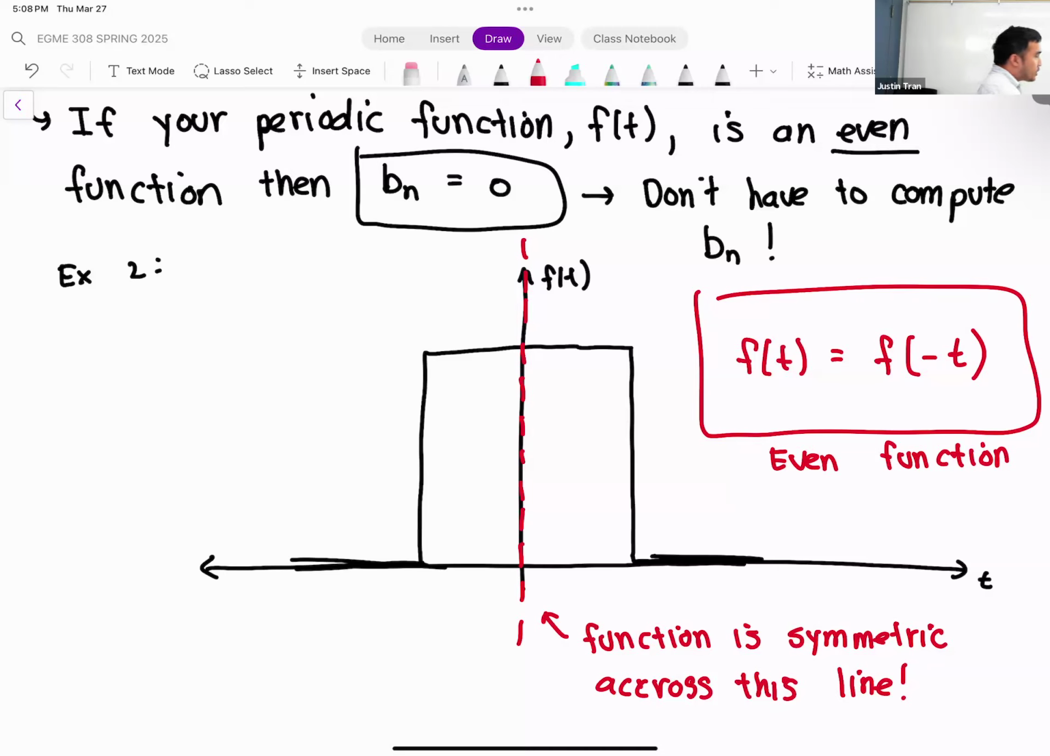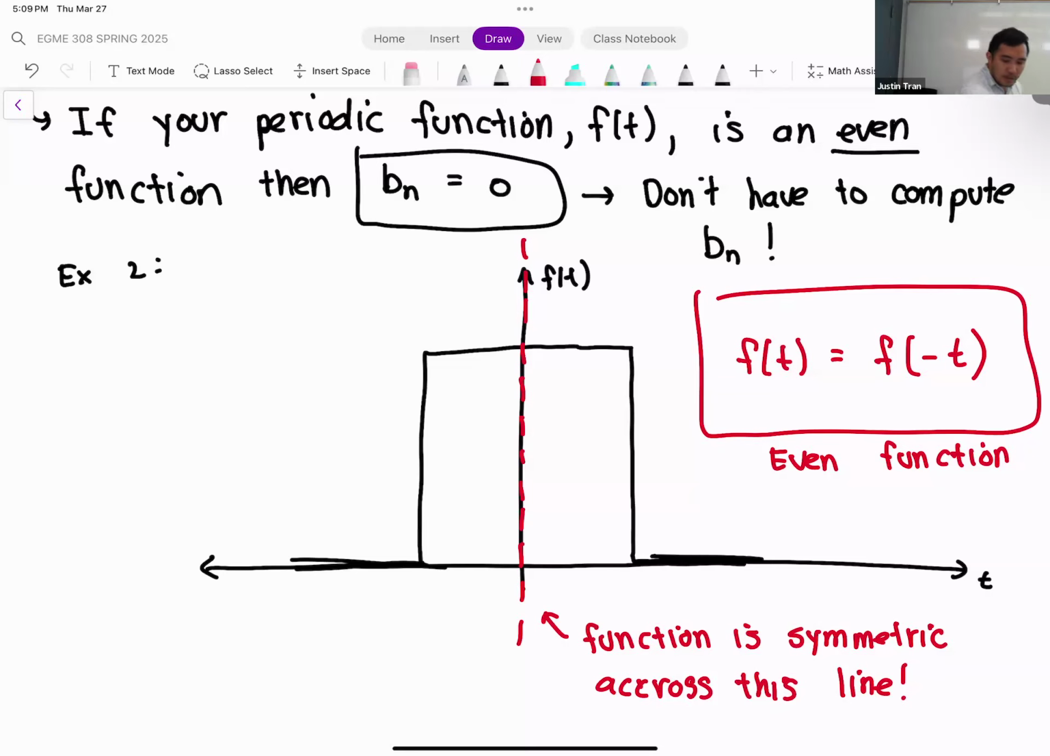And so when you're doing these problems, and you're working on homework 5, and you can identify that your function is an even function, then don't even bother computing bn. Just save yourself the trouble, save yourself the integration, and just conclude that bn is equal to 0. If you need convincing, of course you can still compute bn, but you should get 0 in those cases.